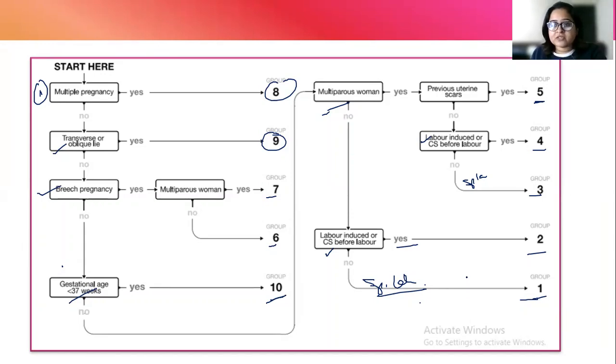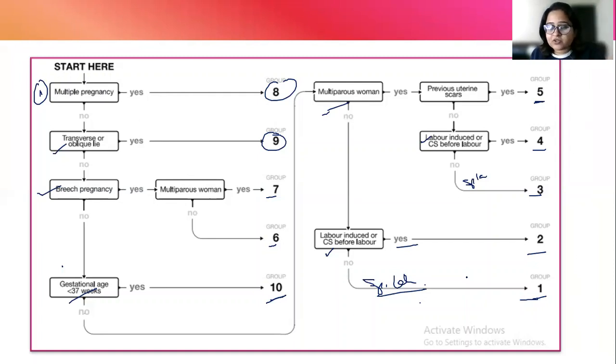So what is the Robson classification? Some people wrote group 7 because she was multiparous breech. Some people wrote group 5 because she has a previous scar. But the correct answer is group 8, because the first thing we need to see is whether she has a multiple pregnancy. Irrespective of everything else, multiple pregnancy falls into group 8.